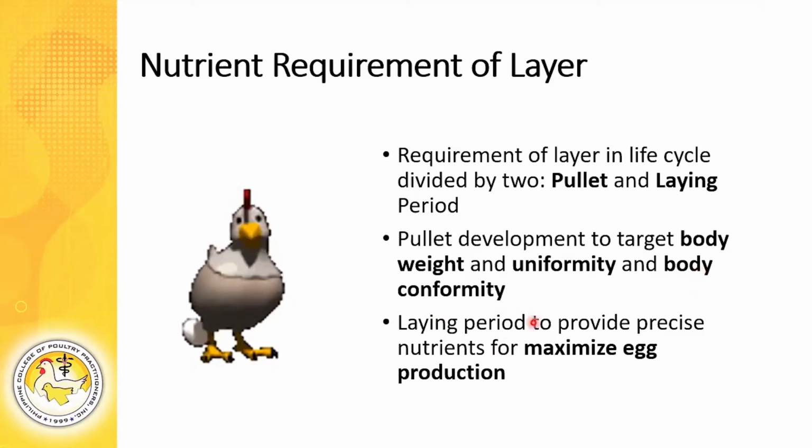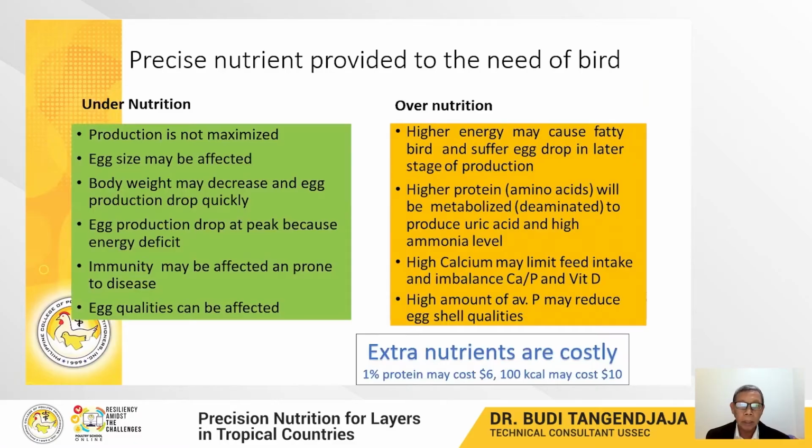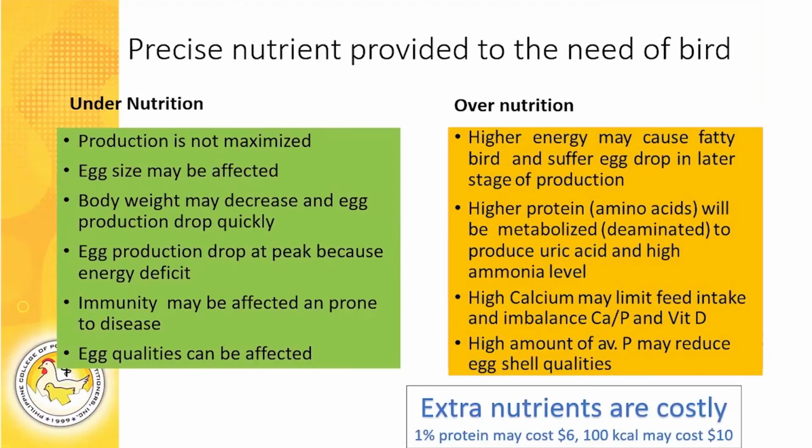However, during the laying period, we have to provide precise nutrition for maximizing egg production. That's the reason why our topic today is precise nutrition, which means that we have to provide nutrients sufficient for the bird's requirement. Why? Because if there is undernutrition, for example, if not enough nutrients are provided to the bird, production will not be maximized. The egg size will be affected. Typically, egg size becomes smaller, and the body weight may decrease.